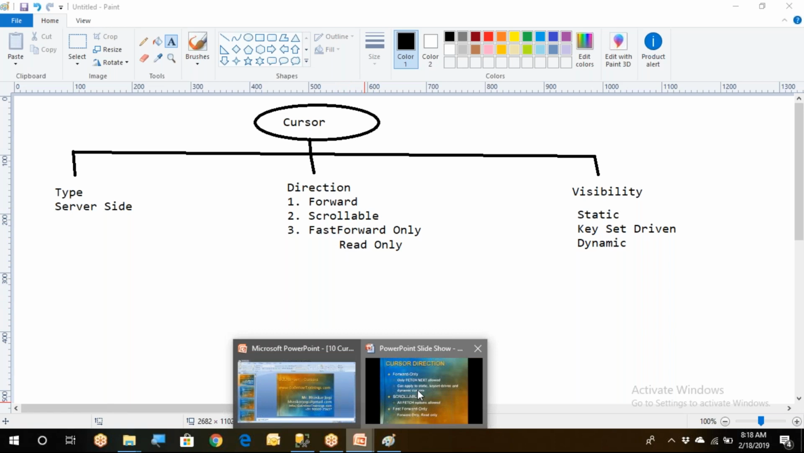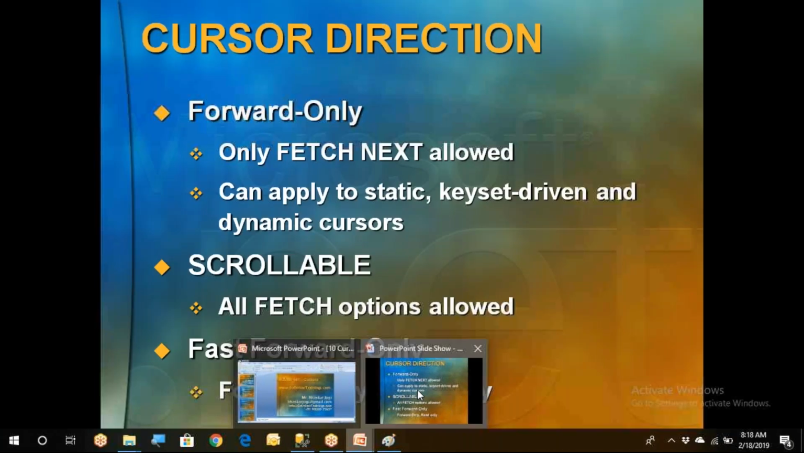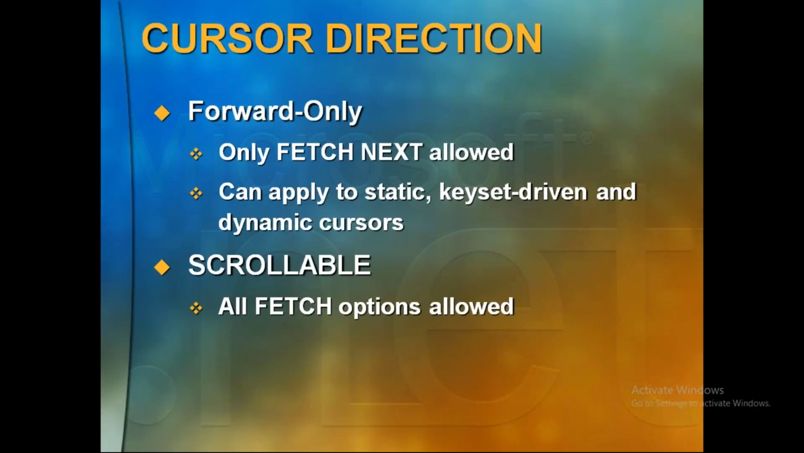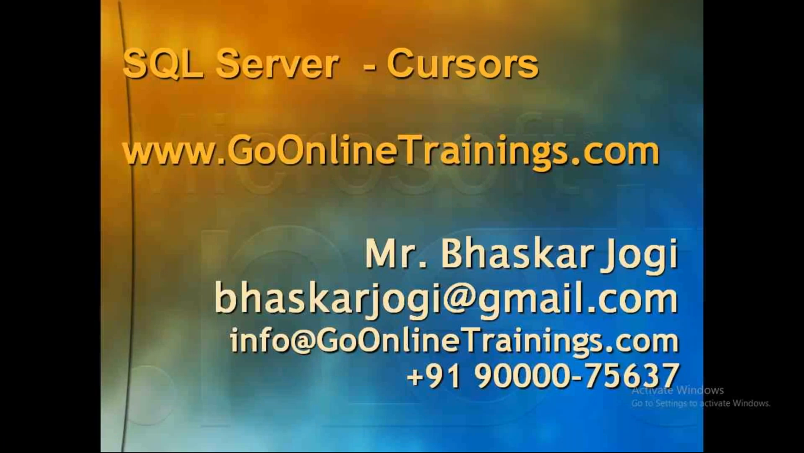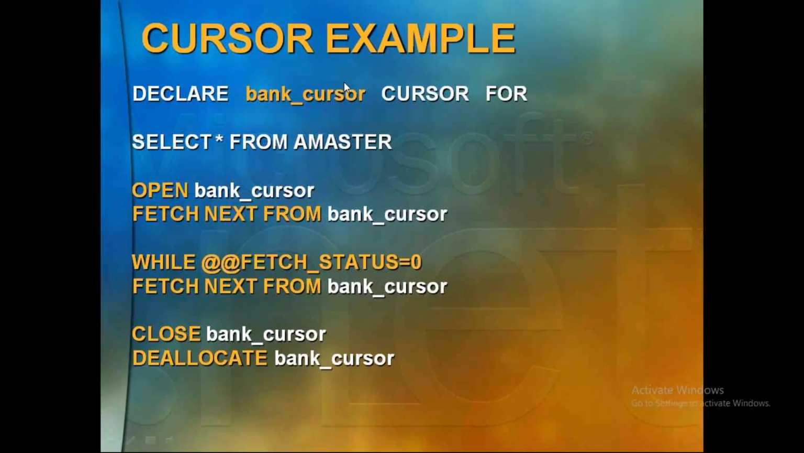Okay, let me show you now. How the cursor needs to be implemented, let me tell you. For example, I am writing a simple cursor: declare cursor, I am giving a name, declare a cursor for select star from the query. So this is the data, and open the cursor, fetch next from the cursor, while @@fetch_status equals 0, fetch and so on, and close and deallocate.